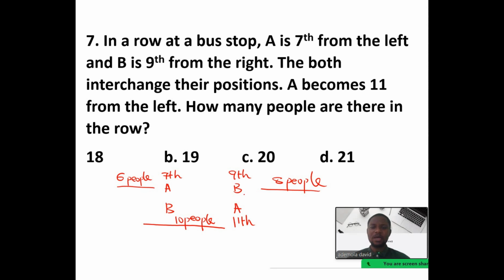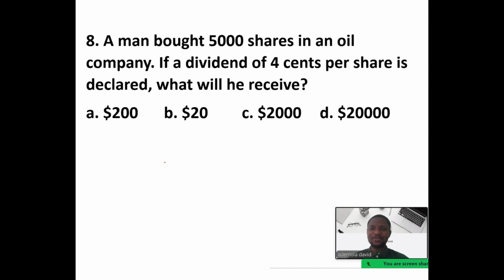How many people are in the row? Before interchanging, you have 6 people. And then after changing the position, you have 10. And that tells us that there are 8 people here. And then there are 10 people here. So you have 10 plus 1 person here plus 8 here. And then that will give you what? 19. So the answer is what? B. Moving on to question 8.